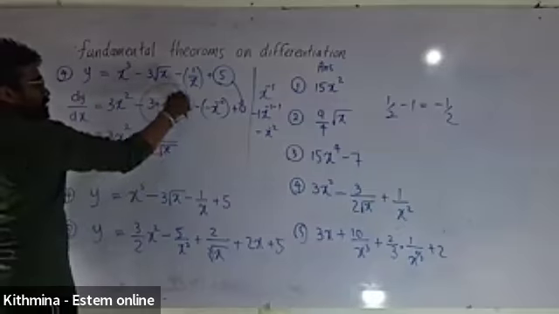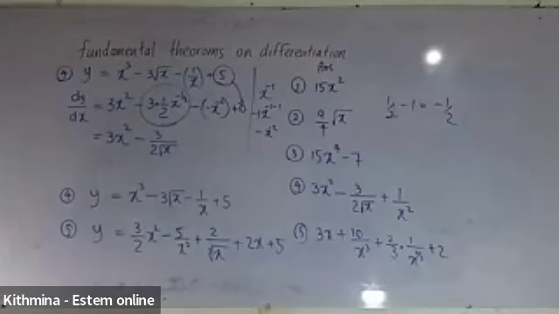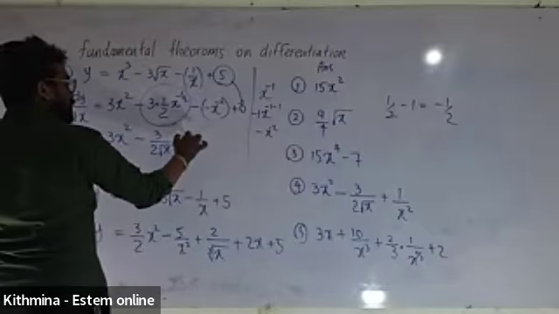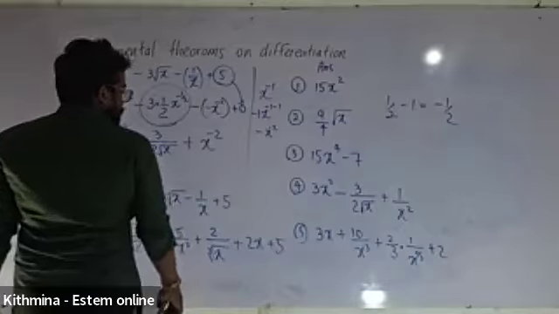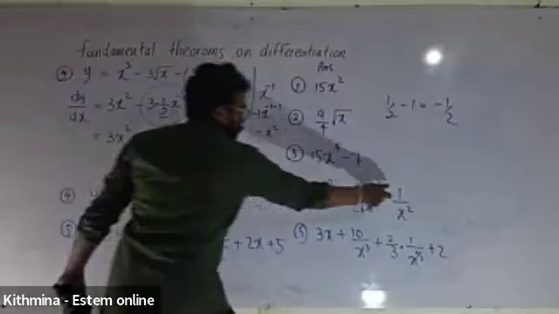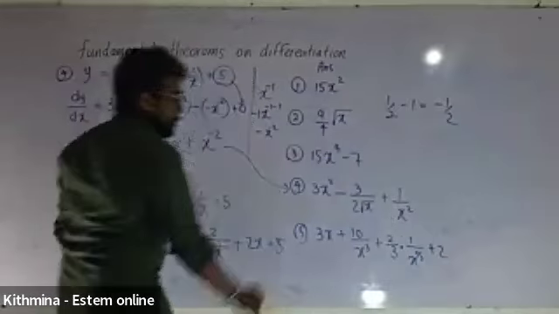Minus 2 x to the power minus half means root x. Now this becomes positive, and x to the power minus 2 you can write as 1 over x squared. So the answer is okay.